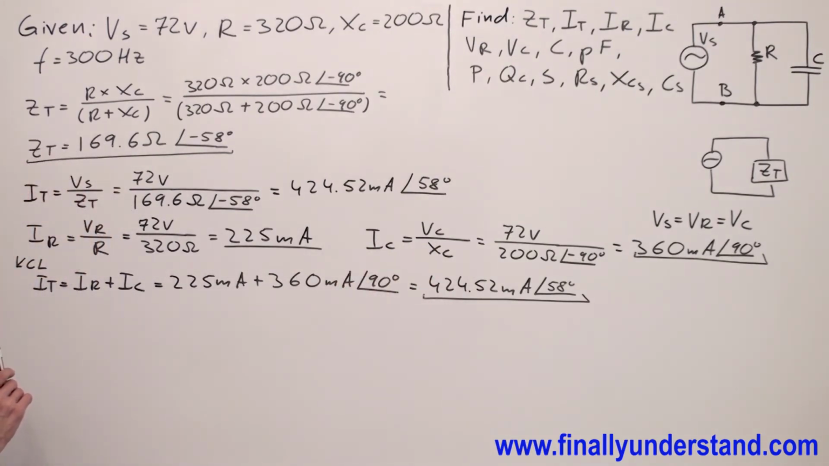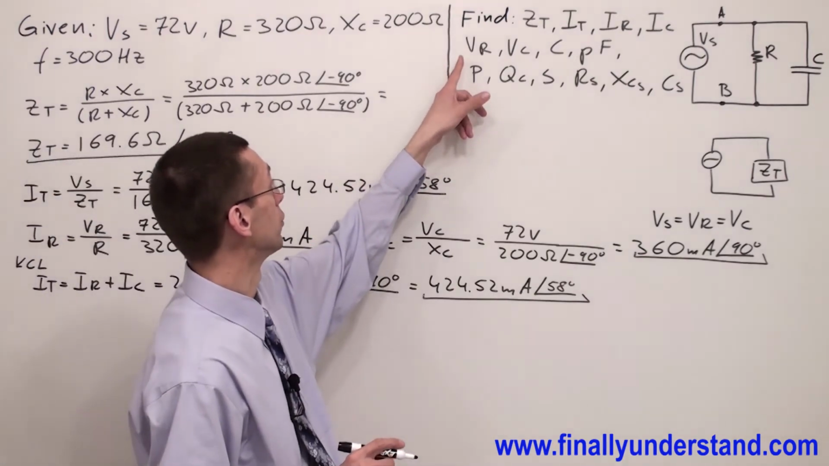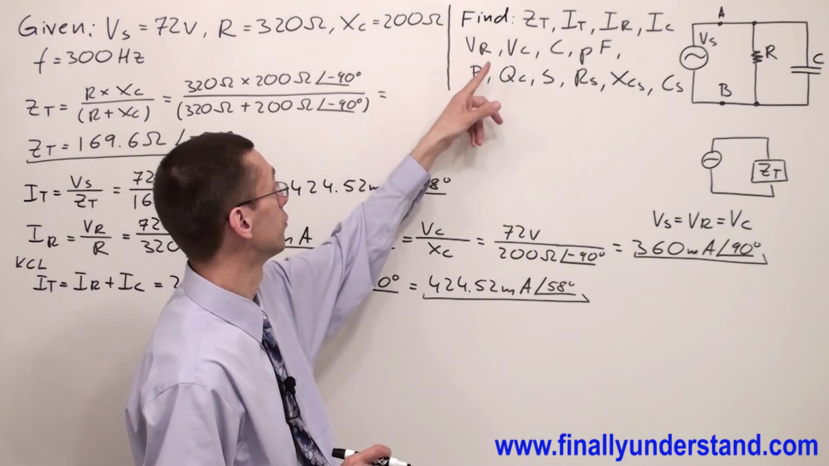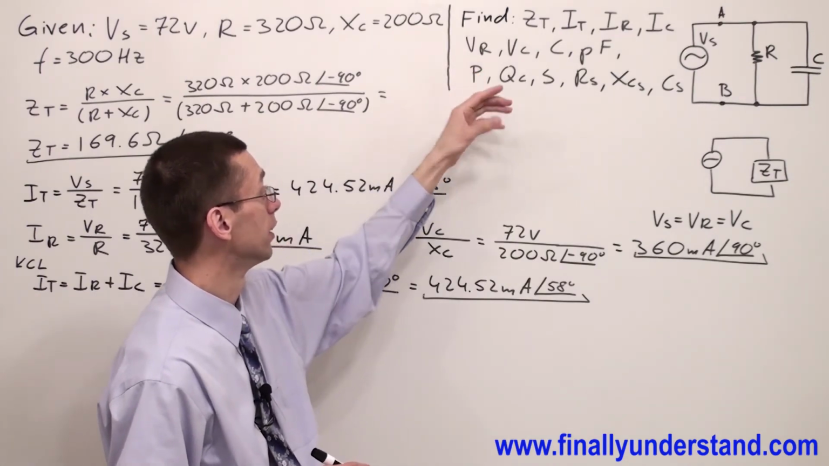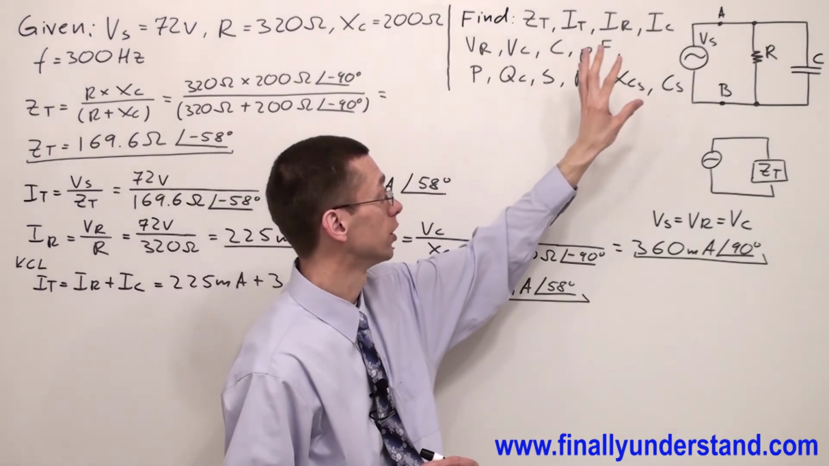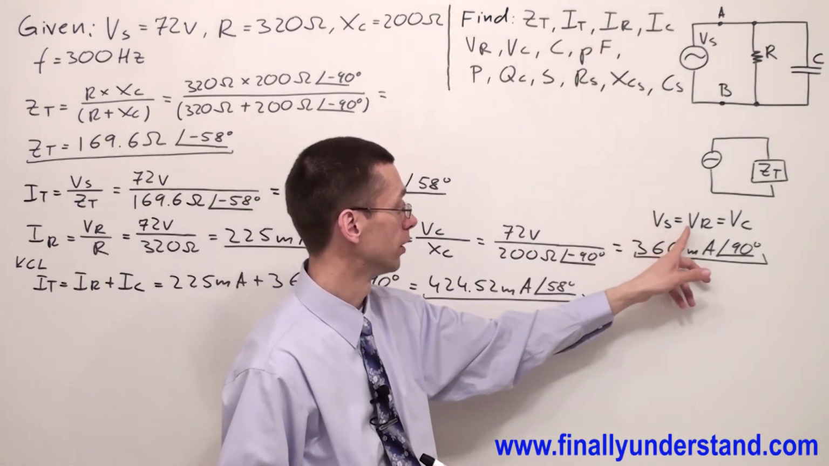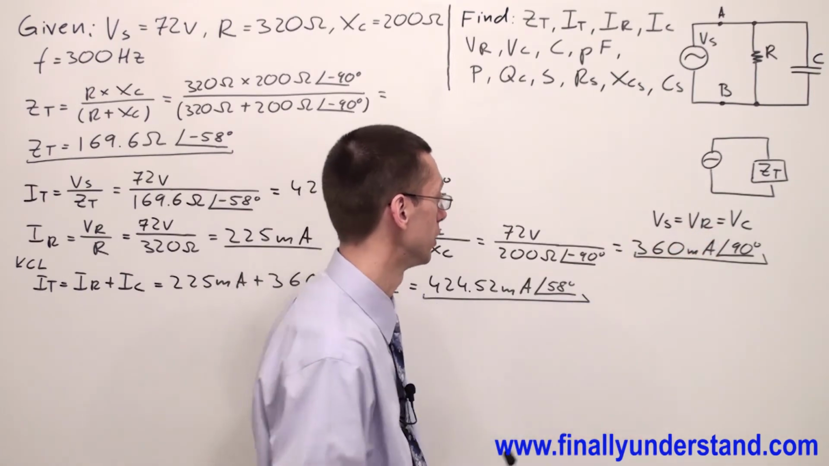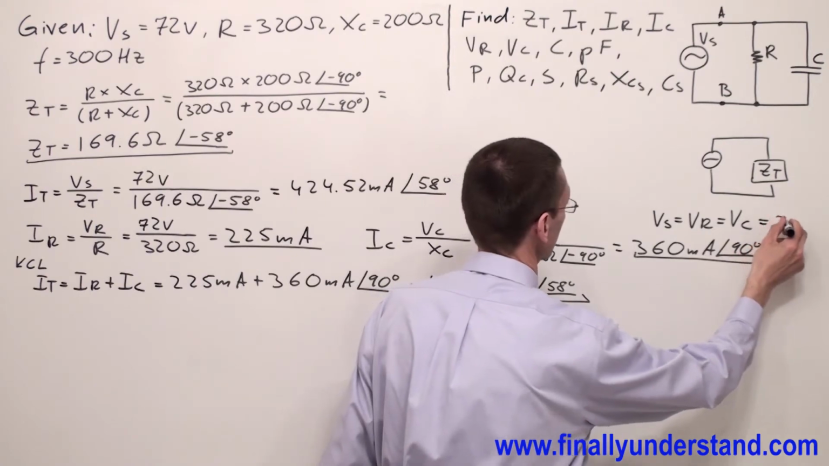Next, we have to find the voltage across the resistor and the voltage across the capacitor. But I already explained that in a parallel circuit the voltages are the same. So the voltage source is equal to VR and is equal to VC. So they are equal to 72 volts.